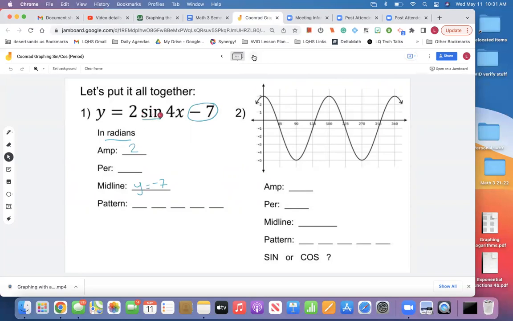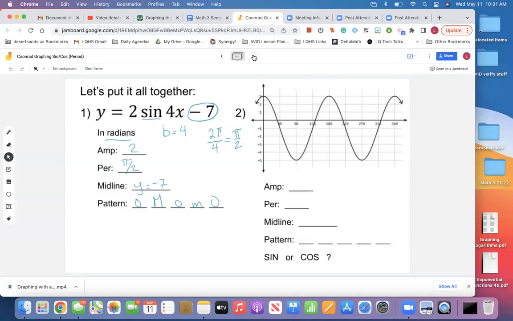It's a sine, and it's a positive coefficient, so it goes 0, max, 0, min, 0, and all we have to do is find out the period. Now we know that b is equal to 4, and we're in radians. So I'm going to take 2 pi divided by 4 and simplify. 2 goes into 4, so that simplifies to pi over 2. So my period is pi over 2.